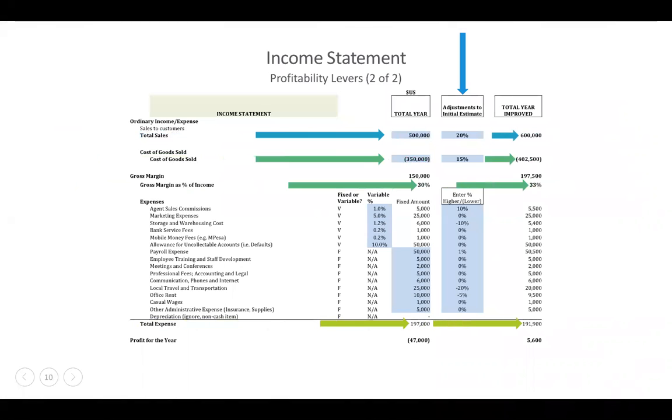Third, we'll change some expenses, some higher, some lower. The details don't matter here, but the point is that the total expenses are a little bit lower, $191,000 instead of $197,000. The result? The company that was losing $47,000 in the course of the year portrayed here is now breaking even, in fact, generating a small profit of $5,600 over the course of the year. Hooray!